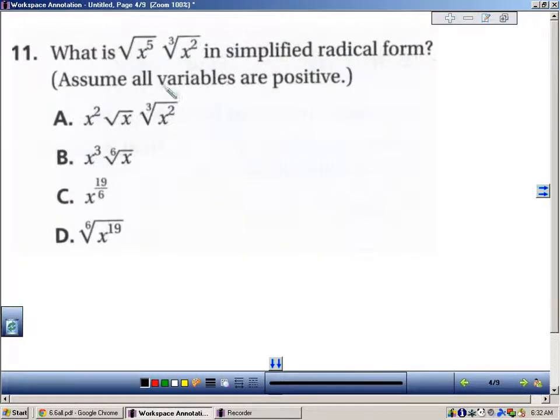About halfway done. What is radical x to the 5th times the 3rd root of x squared in simplified radical form? Your answer must be in radical form. Okay. So let's change this to a fractional power and then convert it back to radical form. So in my rules, I don't need that multiplication symbol there. We should know by now that we're multiplying.